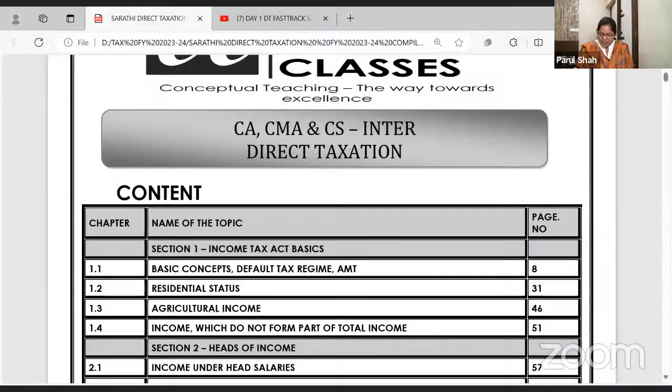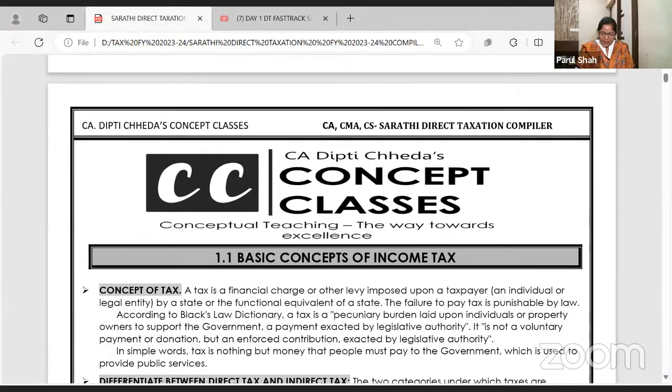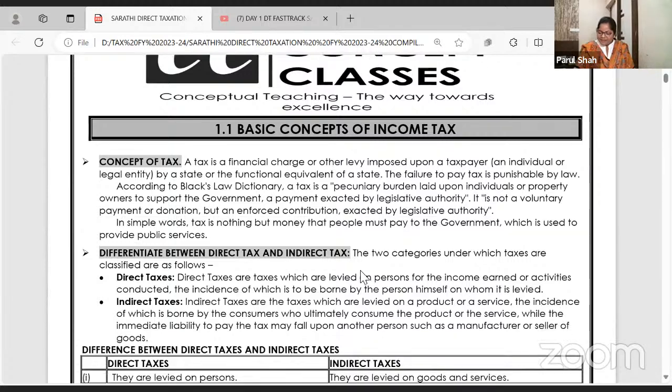Okay, right. Let us begin. While studying today, my emphasis will be on what is important for MCQs. So many of you already have the hard copy of this compiler. So let us go by that.